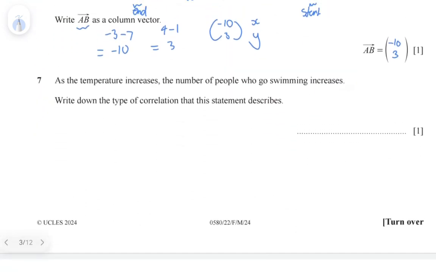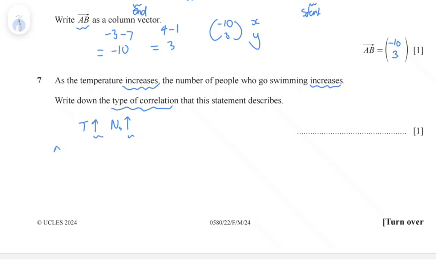Moving on now to question 7. We want to find the type of correlation. So let's see what the information tells us. It says, as temperature increases, the number of people who go swimming also increases. So when the first value goes up, and the second value also goes up, what type of correlation is this?